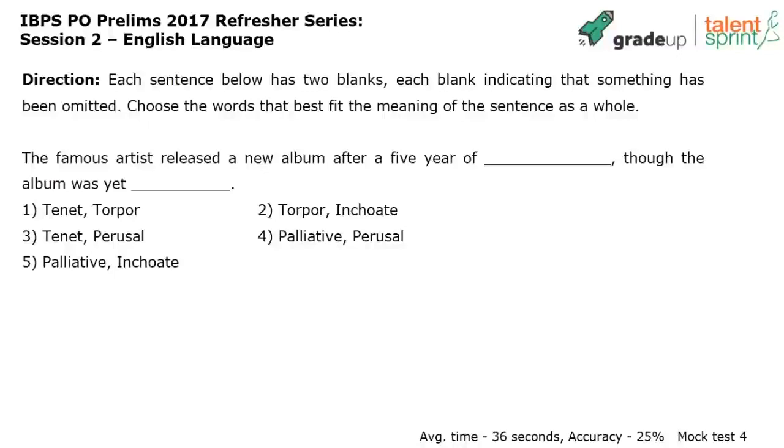Okay, so we're moving on to the next question type, which is fill in the blanks. We looked at one last time, right? Remember? Where we learned all the new words: panache, myriad, novelty, cachet. Again, I'm sure these are words that you have no idea of. Tenet, torpor, inchoate, perusal, palliative. I'm sure you don't know these words.